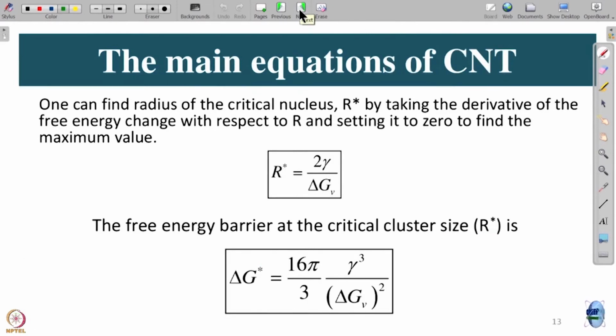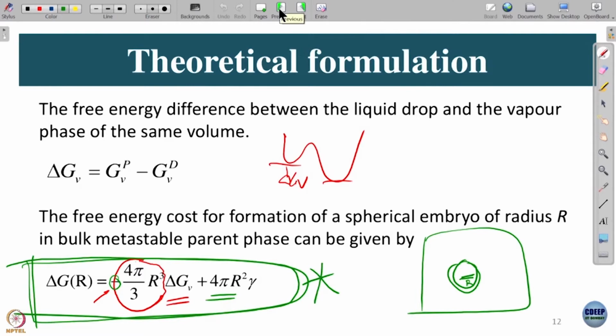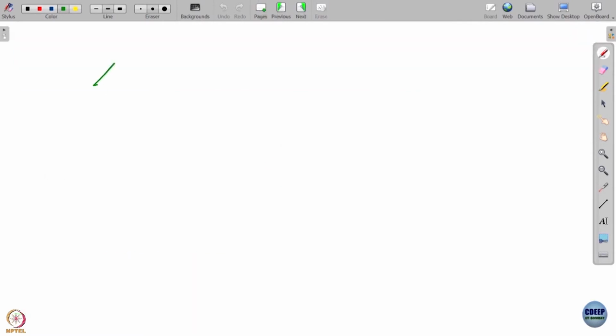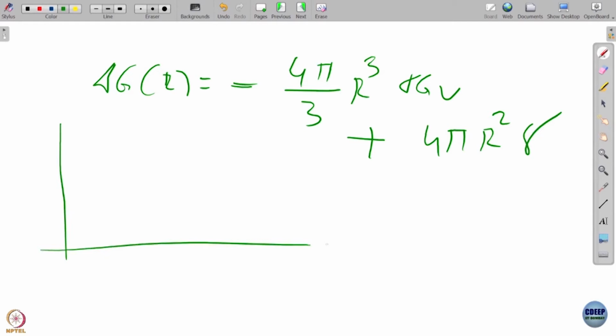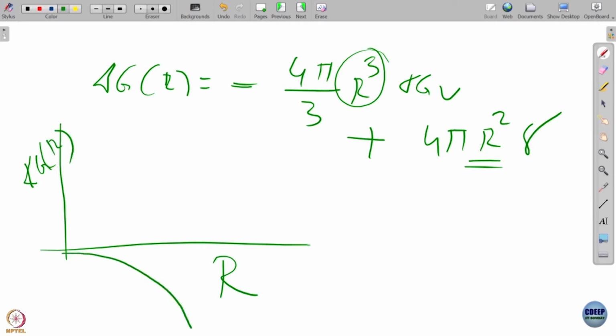Now, what do I do? I go here and ask for a new page. Let me now see delta GR. One is energy gain and the other is energy cost, and how do they look? These are cube and these are square. So, if I plot this delta GR against R, this thing is negative, this R cube, and this thing is positive.